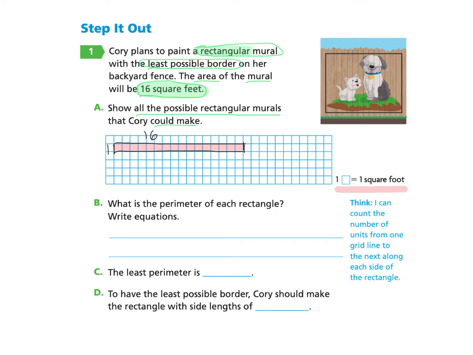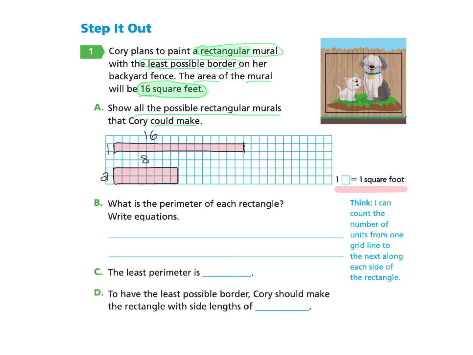The next rectangle I'm going to make is going to have 2 squares, and I'm going to create 2 all the way across until I make 16. So I have created a rectangle that has 2 feet by 8 feet, and this would be another option for the rectangular mural that has 16 square feet.